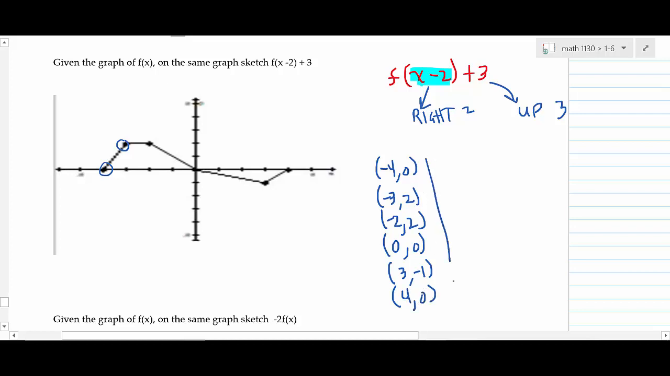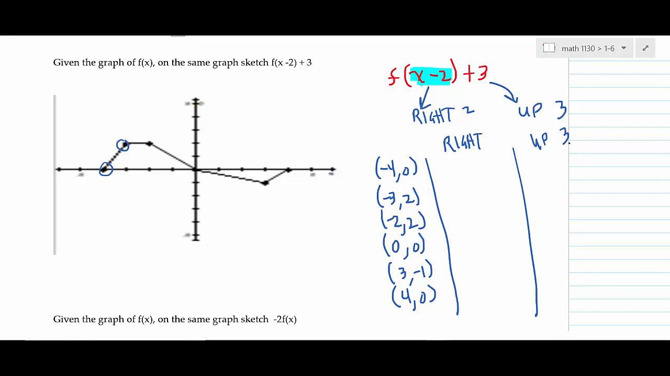So we're just going to make a chart, and we're going to do this. We're going to take everything to the right 2, and then we're going to take everything up 3. Okay? Like on a test, sometimes I require you to do the chart. Sometimes I don't. Sometimes I just say, see if you can get the whole answer to that. But in this case, I want to go ahead and do that chart.